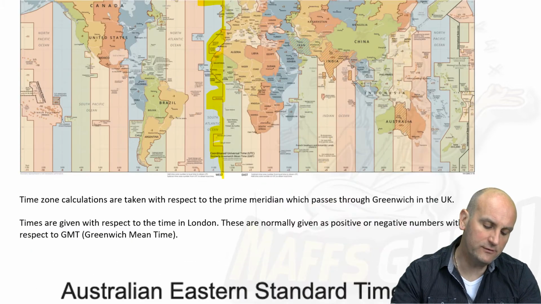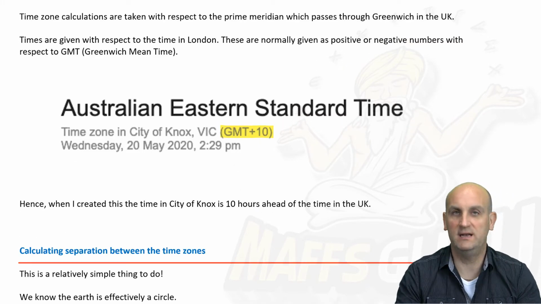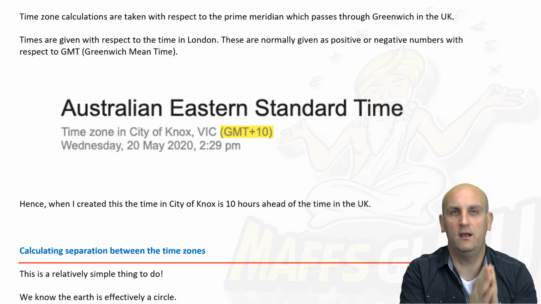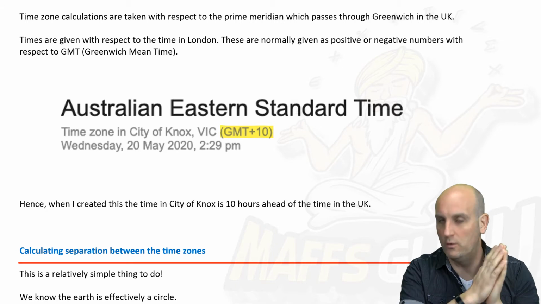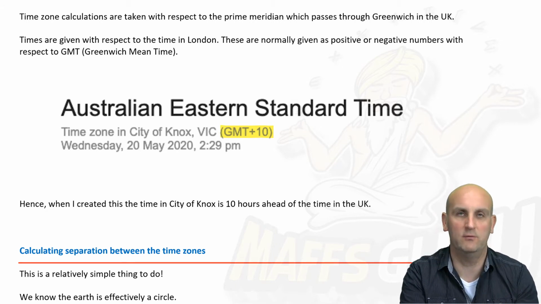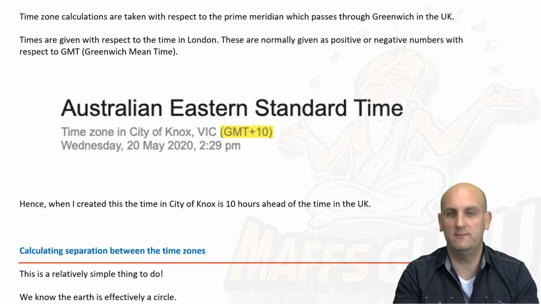So we need to realize that time zones are taken in respect to the prime meridian, which passes through Greenwich. I already talked about that in a previous video. And all times on this planet are taken with respect to London. That line that runs through Greenwich, all times around the world are with respect to it. Now, there are local variations, don't get me wrong. We have AEST here, which is Australian Eastern Standard Time, as you can see behind me.